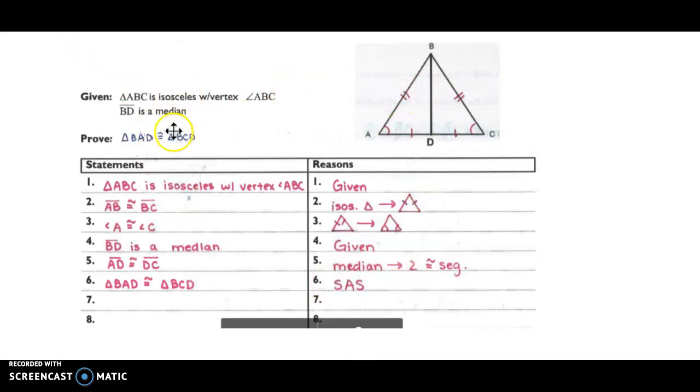Just one last proof here to finish with. Prove that these triangles are congruent. Remember we learned about isosceles triangles. If isosceles, then the sides are congruent, and if the sides are congruent, then the base angles are congruent. Here, BD is a median. You do not say that D is a midpoint; that shouldn't be one of your reasons. But if median, then you have 2 congruent segments.